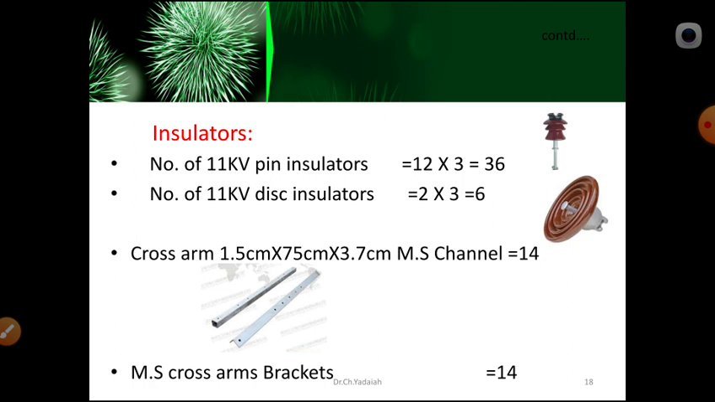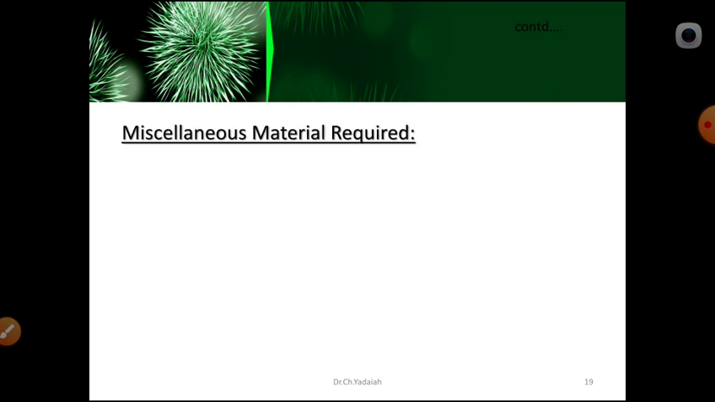Now after that, MS cross arm brackets. Brackets are what fit the cross arm to the pole, so we require the bracket. The number of cross arms is equal to the number of brackets, so that is 14. These are the things. Now cross arms are over. So what we have seen: number of poles calculated, number of insulators calculated, number of cross arms calculated. Now length of the conductor is calculated. These are the major things.